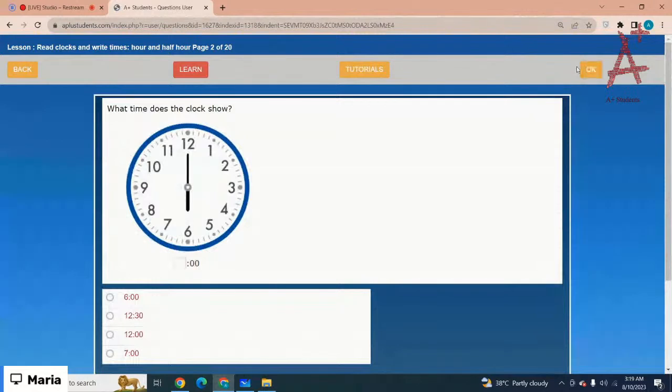What time does the clock show? So which is the correct option? The smaller hand is always the hour hand, and the larger one is the minute hand. So the hour hand is pointing to 6, and the minute hand is pointing to 12. So that means it is 6, and because it is pointing to 12, that means it is 0, exactly 6. So it would be 6 o'clock. The correct option is option number 1.